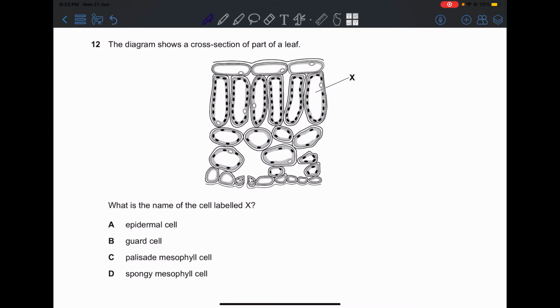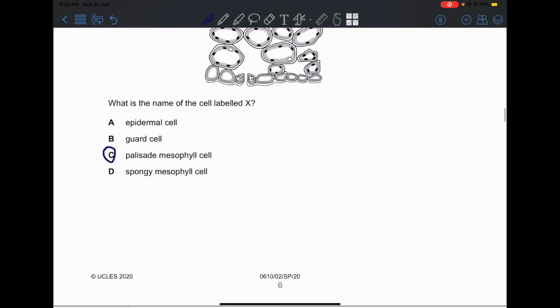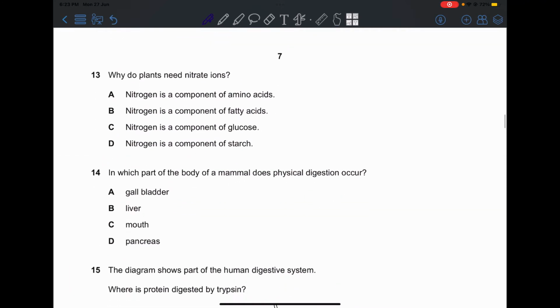Number 12, the diagram shows a cross-section of part of a leaf. What is the name of the cell labeled X? Of course, we all know that this is actually the palisade mesophyll cell, so our answer is going to be C. 13, why do plants need nitrate ions? Let's read the options. A, nitrogen is a component of amino acids. This is actually a correct statement, so our answer is going to be A.